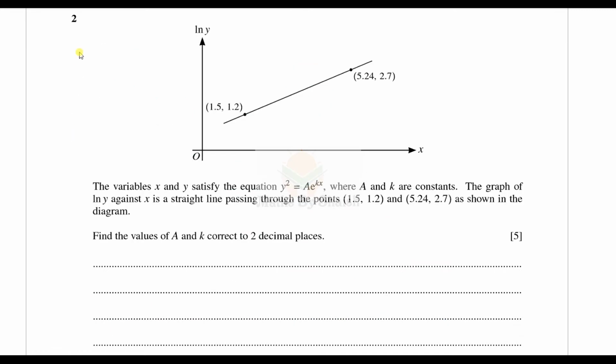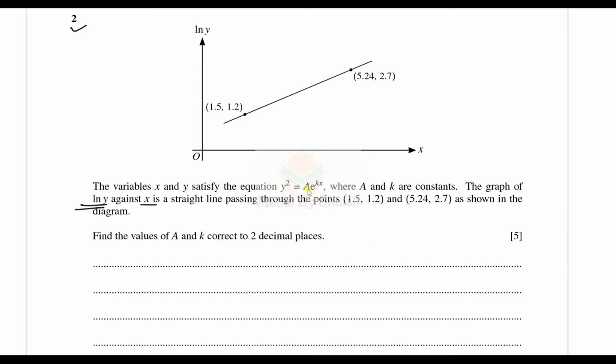Here is question number 2. The variables x and y satisfy the equation y square is equal to a times e raised to the power kx, where a and k are constants. The graph of ln y against x is a straight line passing through these points as shown in the diagram. Find the values of a and k correct to 2 decimal places.